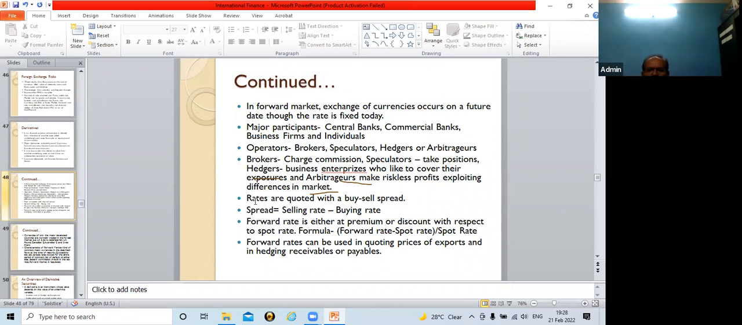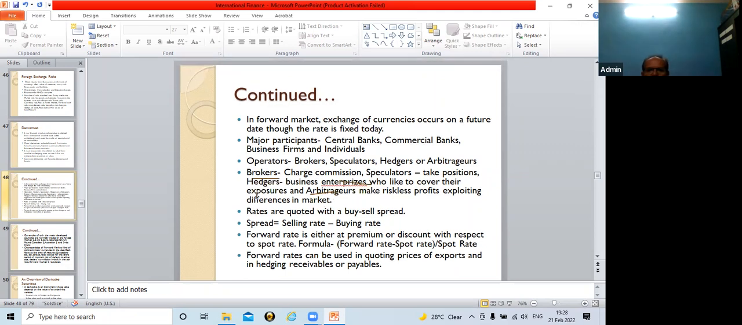Another feature of forward market is that rates are quoted with a buy-sell spread. Now, what is spread? Spread is the difference between selling rate and buying rate. म्हणजेच थोडक्यात आपण त्याला म्हणू शकतो कमिशन किंवा प्रॉफिट. But they don't call it commission or profit. The word is spread. I am just sharing the words commission or profit for your understanding, but the technical word in the derivative market is spread: selling rate minus buying rate.